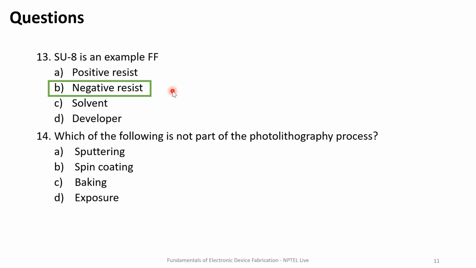No, we actually have two baking processes in photolithography. There is a soft bake and a hard bake. Soft bake is for the initial photoresist. Hard bake is actually after placing the mask and etching and exposure. So baking is not the answer. Then you have three trials. Yeah, that's the correct answer. Sputtering. Which of the following is not a part of the photolithography process? The answer will be sputtering. Is that clear?